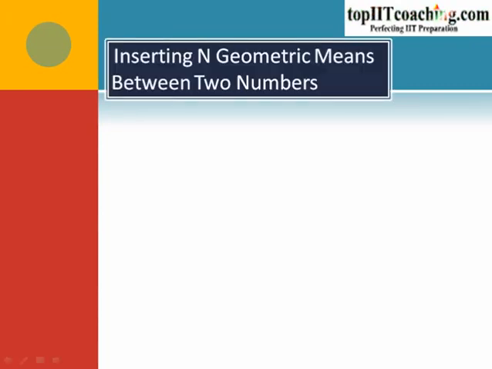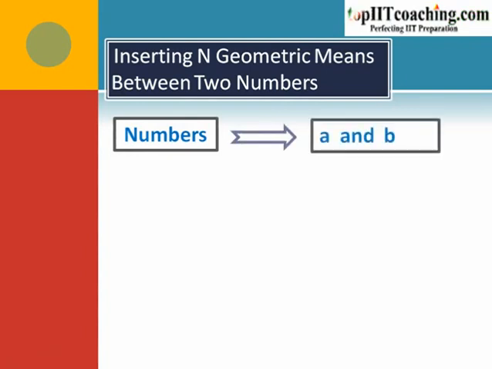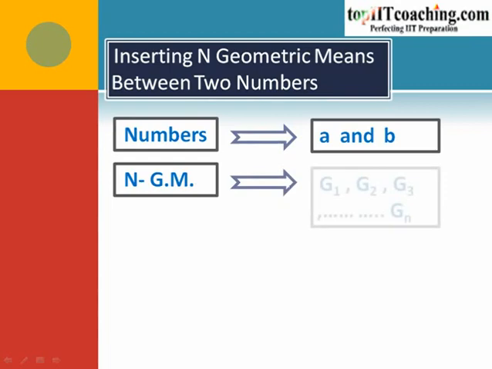Now let's see how to insert n geometric means between two numbers. Earlier we have seen how to insert n arithmetic means. Now we are going to see how to insert n geometric means between two numbers. Let us say that the numbers are a and b, and similarly the n geometric means are g1, g2, g3 and so on up to gn.